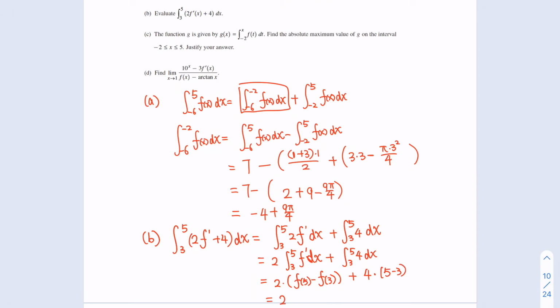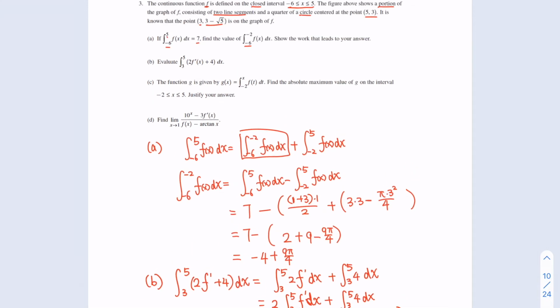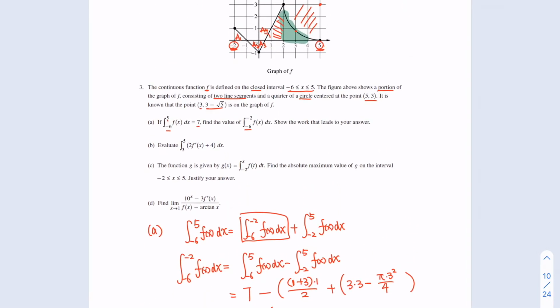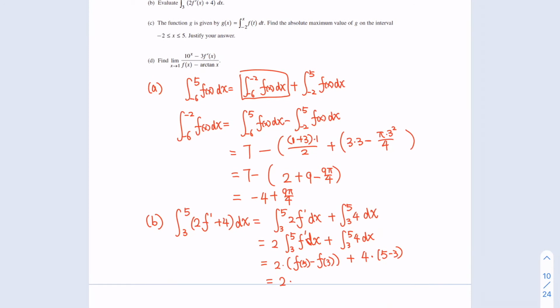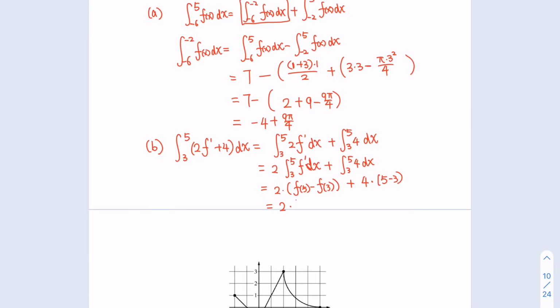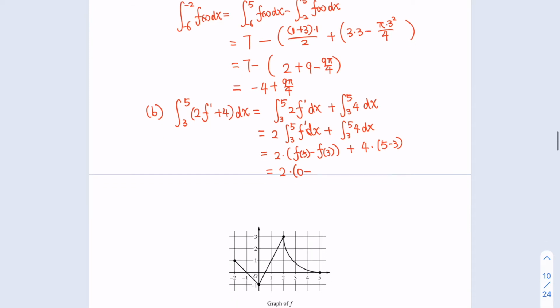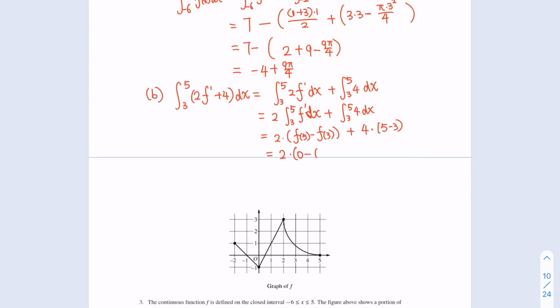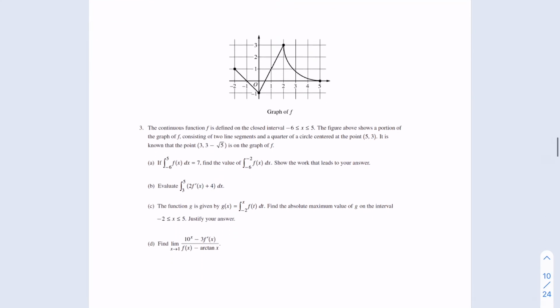If you look at f(5), when x equals 5, y equals 0. We can look at the graph here too. And when x equals 3, as we know from what's given, the y value is 3 minus radical 5 plus 8. Our final answer: 2 plus 2 radical 5. Let's have a look at part C and part D.